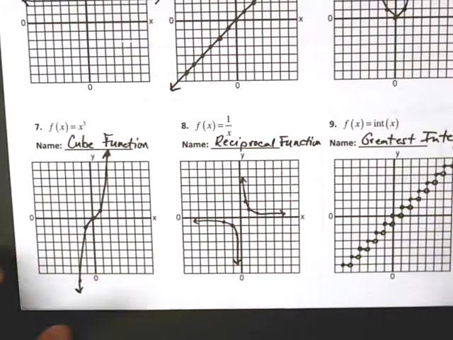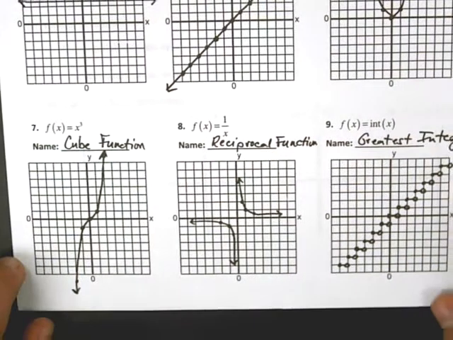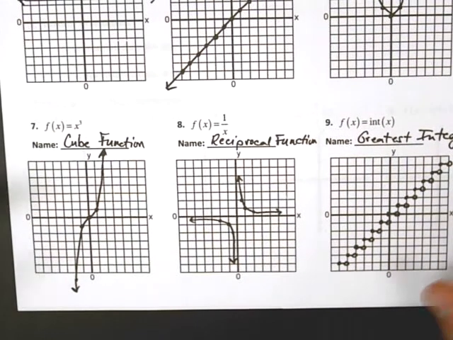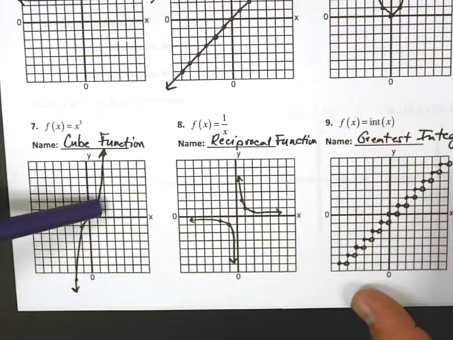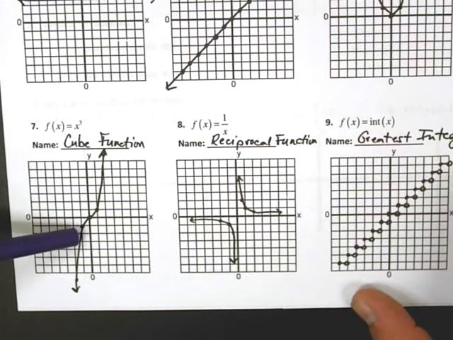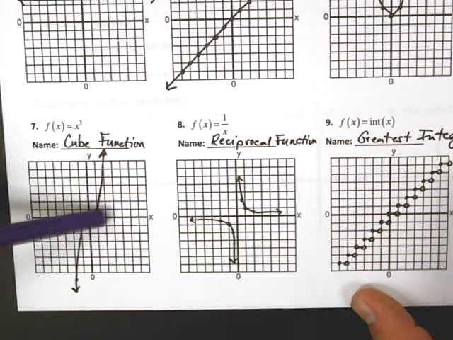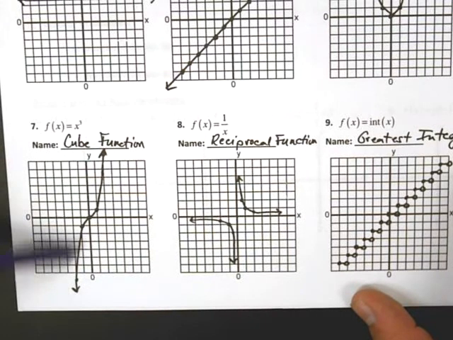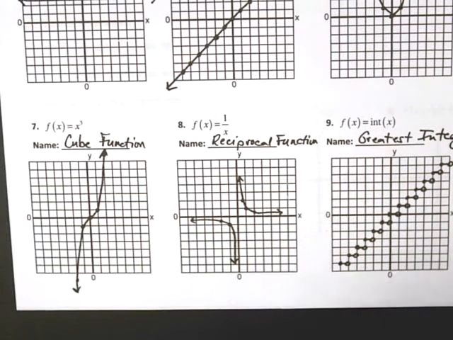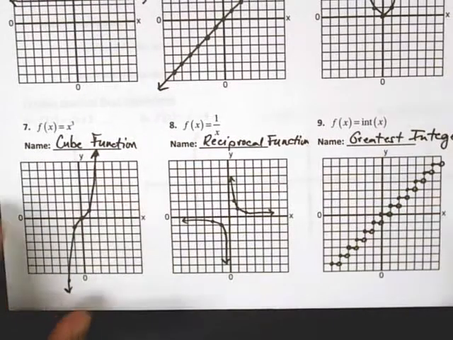Our last row down here, the cube function, is again kind of similar. We can plug in any x value we want, and we just want to cube whatever the input is. So (1, 1), or (negative 1, negative 1). What if we plugged in 2? Well, then we would go up to 8, so (2, 8), or (negative 2, negative 8). So again, what I care about right now is the shape.